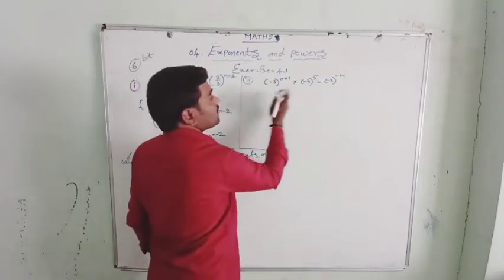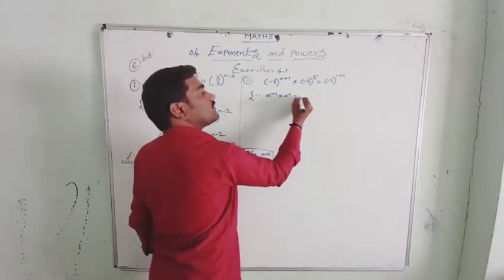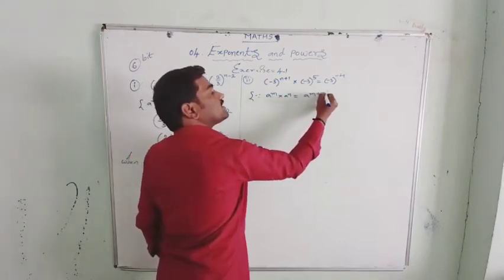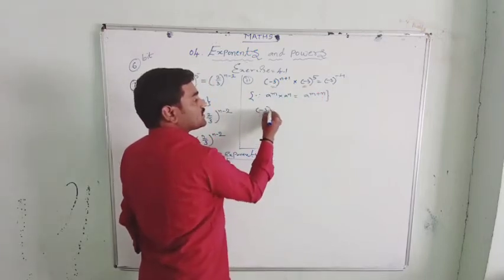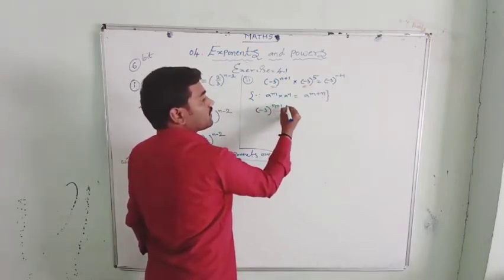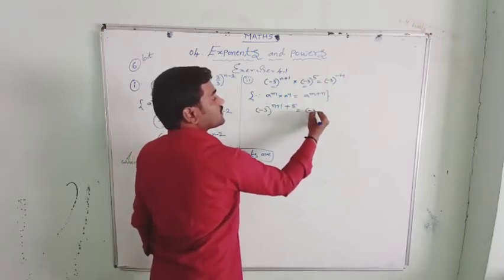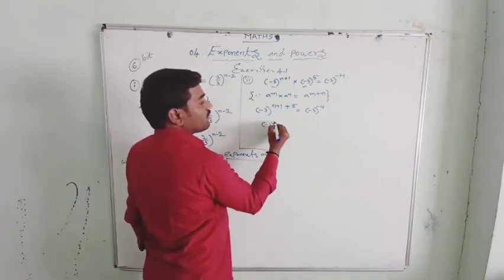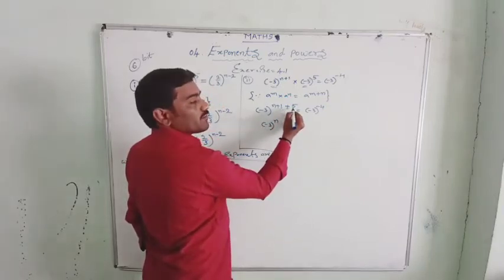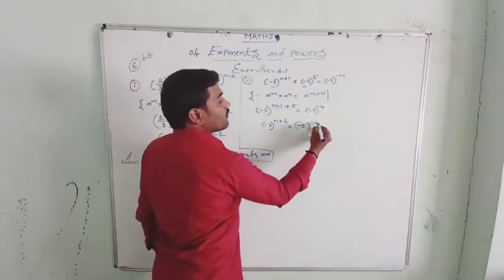Here on the LHS, again we can use the same formula, a to the power of m into a to the power of n equals a to the power of m plus n, because the bases are the same, minus 3 and minus 3. So here minus 3 to the power of n plus 1 plus 5 equals minus 3 to the power of minus 4. So minus 3 to the power of n, 1 plus 5 is 6, n plus 6, equals minus 3 to the power of minus 4.